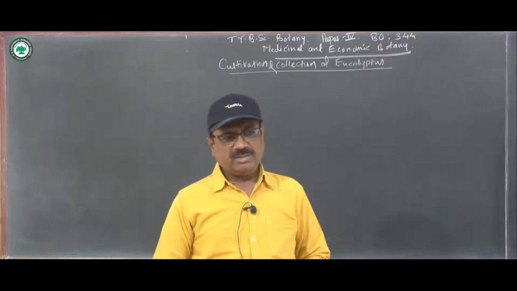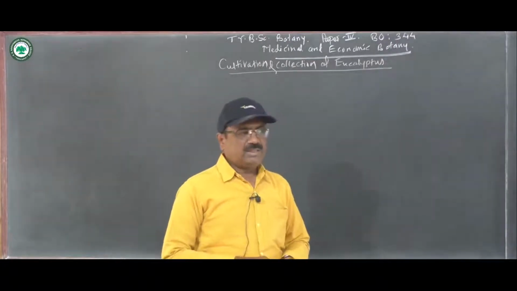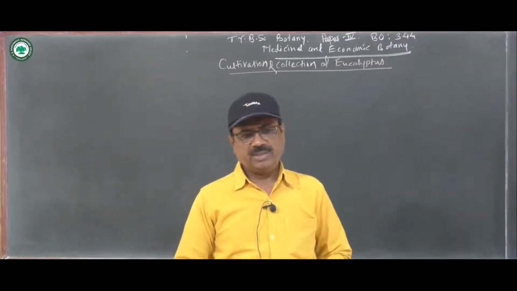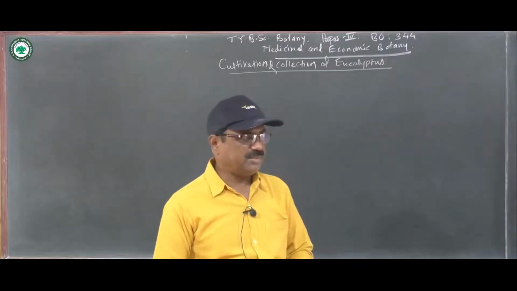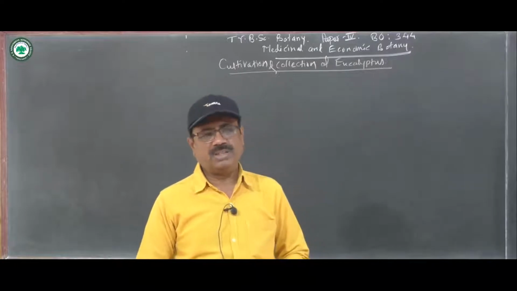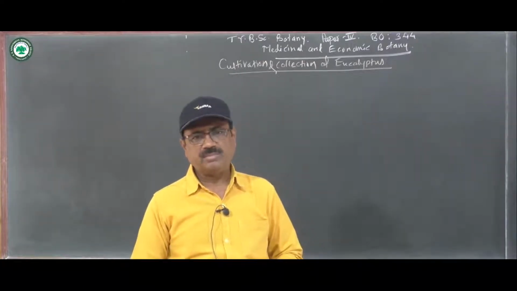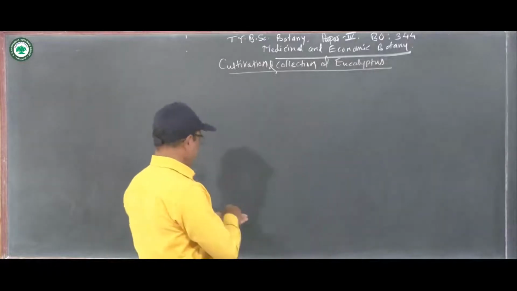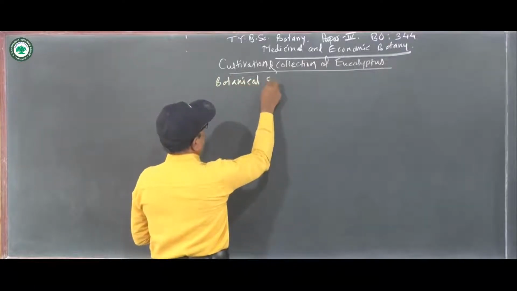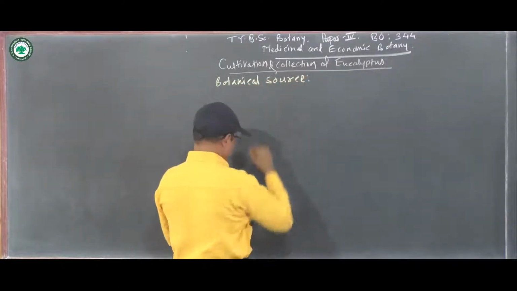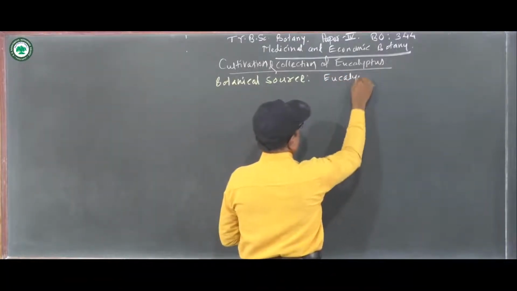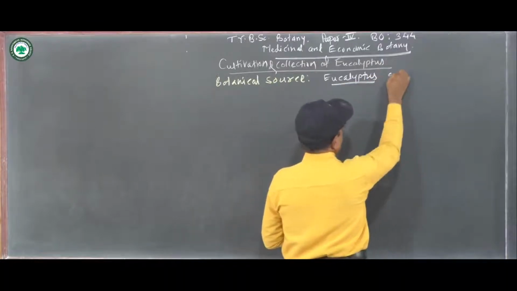So, this eucalyptus, it is a woody plant. It grows to much height, and this eucalyptus is a medicinally important plant. So if we see the botanical source of this plant, its botanical name is Eucalyptus globulus.